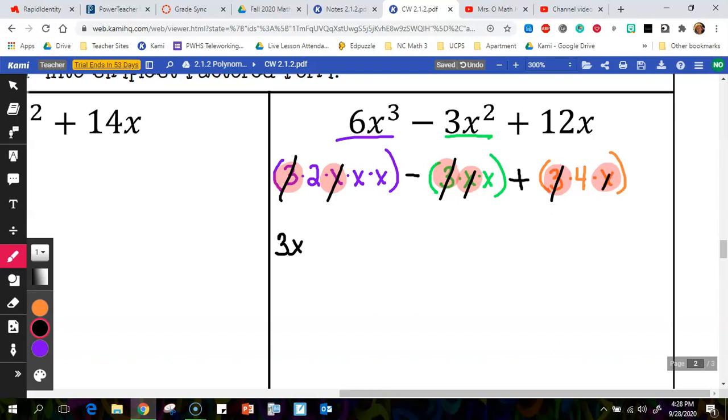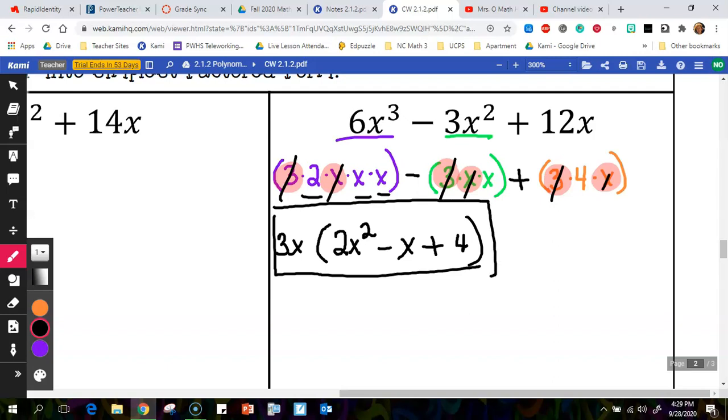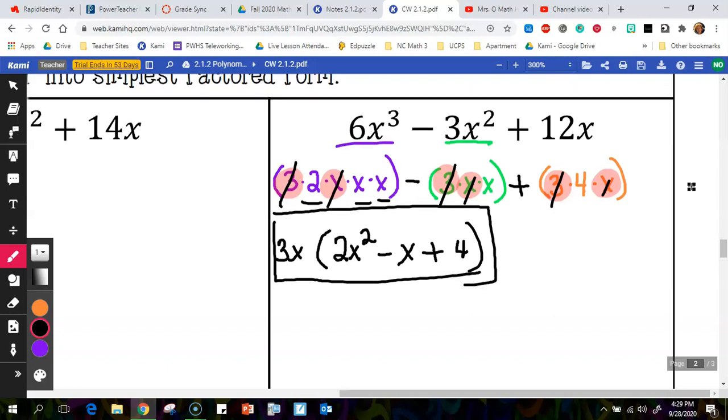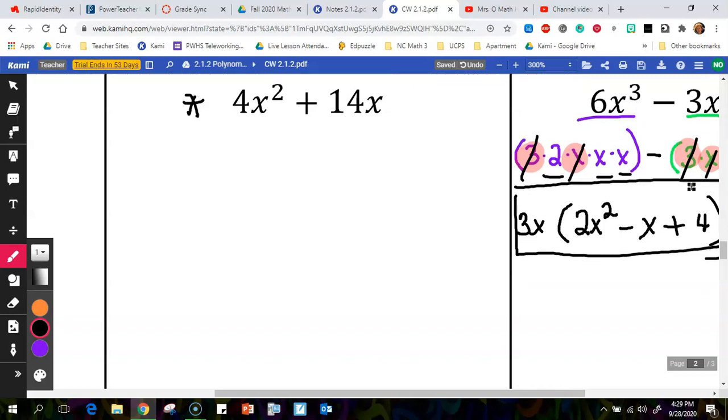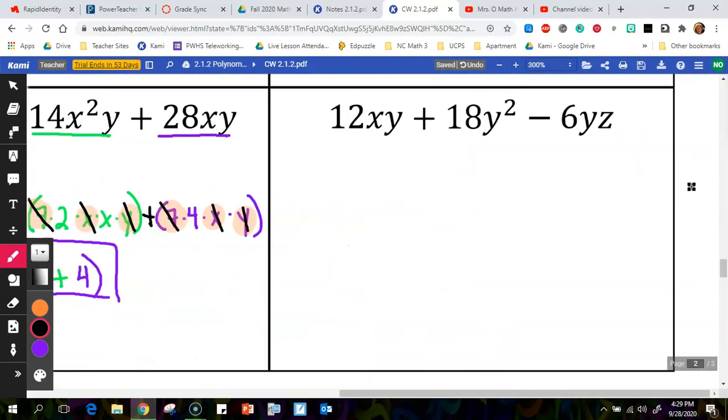Okay, so what's left? On the inside of the parentheses, I have a 2x squared. 2 times x is 2x squared minus x plus 4. All right, so that is factored. All right, so I want you to do, there's 2 of them. This one by yourself and this one over here.